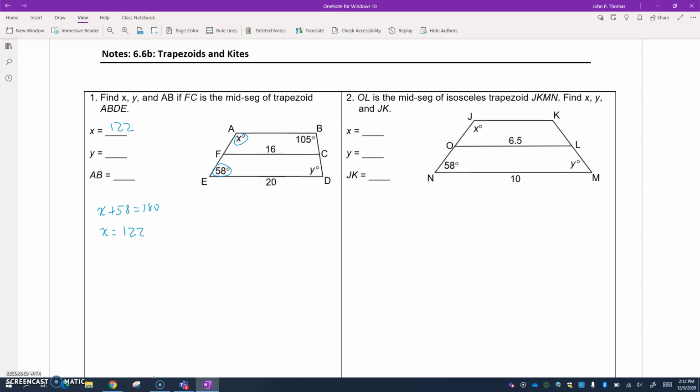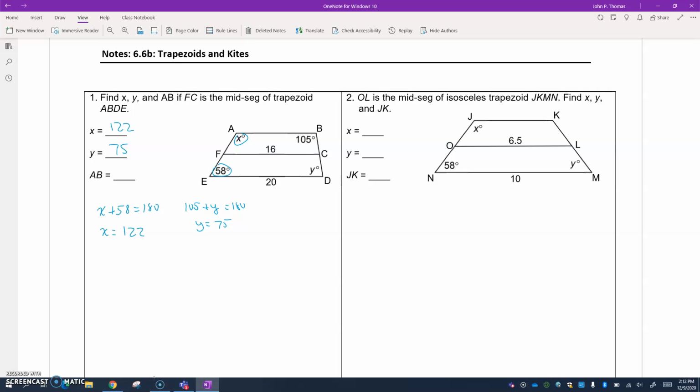Now I'm going to use a similar idea at B and D. Those are consecutive interior as well. So I've got 105 plus Y equals 180. Subtract the 105 off each side, and I'm going to have 75. Now that gives us the X and the Y.